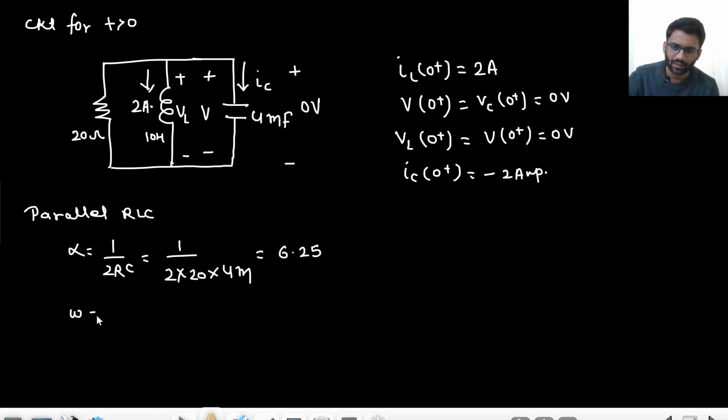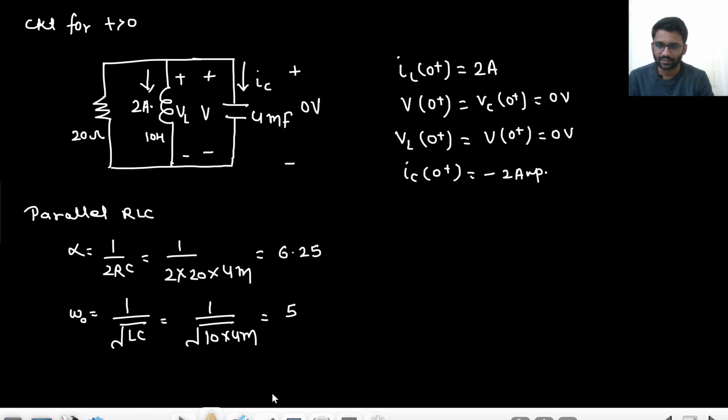What about omega naught? That is 1 upon root LC, that is 10 into 4 milli. Root of 1 upon 10 into 4 milli is coming out to be 5. Let me check once more, yes, 5. So here what is happening? Alpha is greater than omega naught.